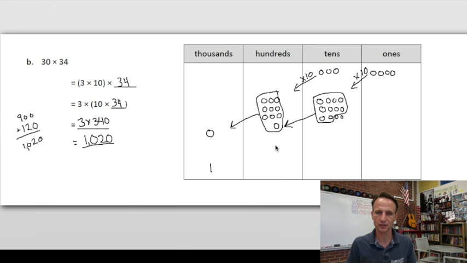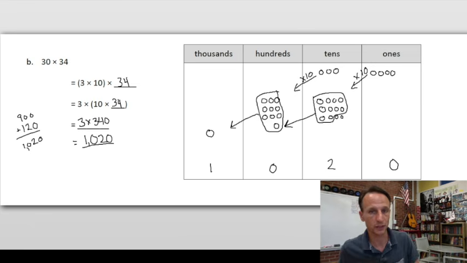Do I have any hundreds left after regrouping? No. I do have these 2 tens left, and I multiplied out all my ones, so 0 there. And look, it's the same as what we got by doing it as partial products in our head. So we can see very clearly what we're doing in the multiplication. Let's go on and see what treasures await us.